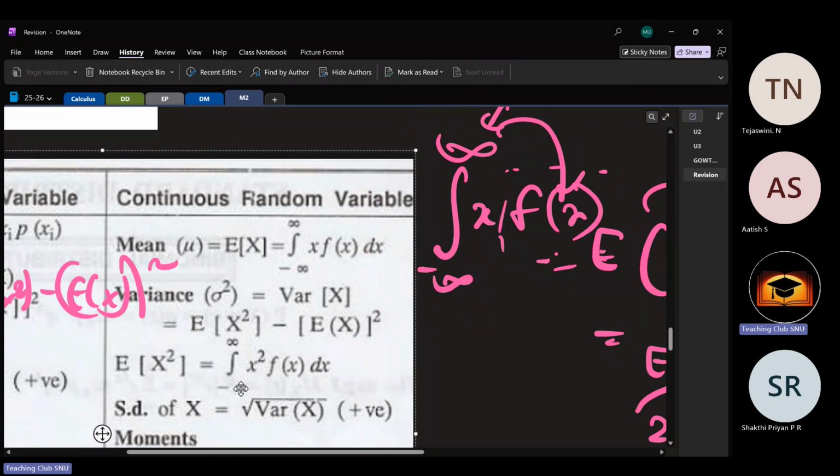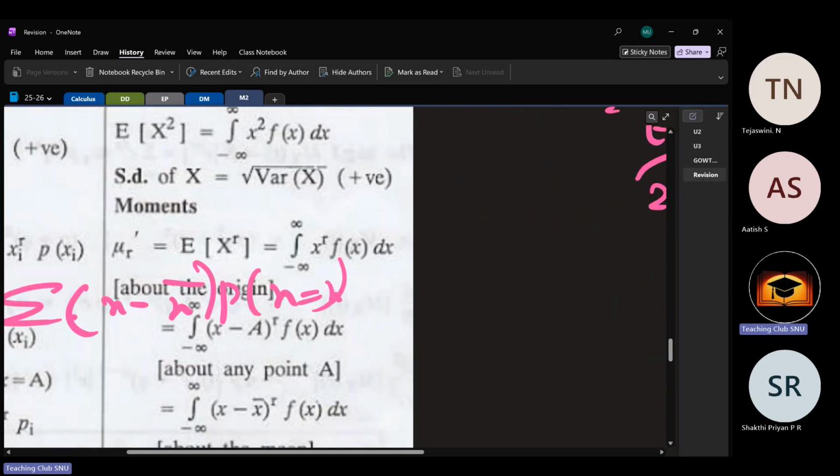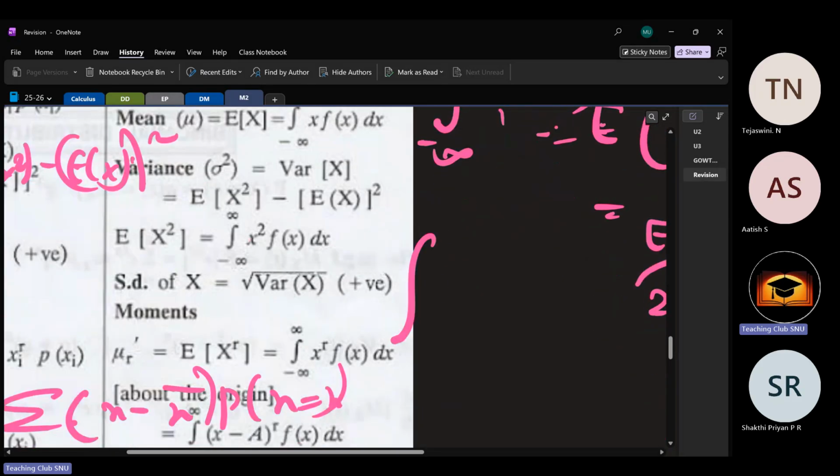Next, variance is also expectation of x square minus expectation of x the whole square, where expectation of x square obviously would be x square into f of x. That's it.